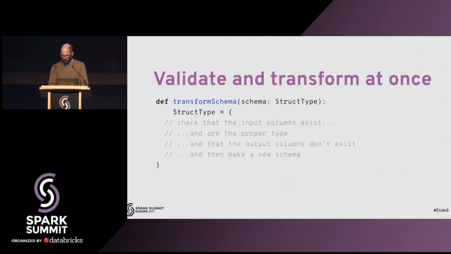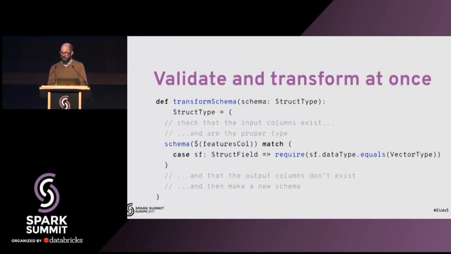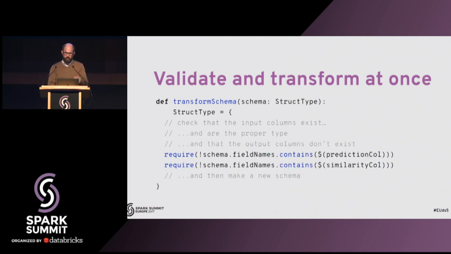So we're going to put a method like this in the trait that we're sharing between our estimator and our transformer. Basically, we're going to start by requiring that the schema contains the input columns we care about, making sure that the input columns in our schema are of the types that we expect them to be. And then just to keep the user from getting confused, we're going to make sure that the output columns don't already exist in the data frame. This is a matter of taste.